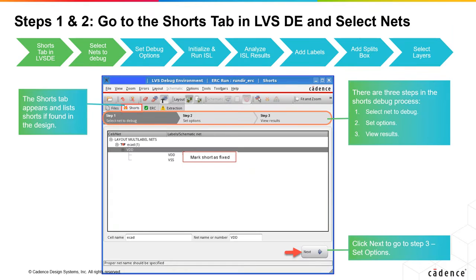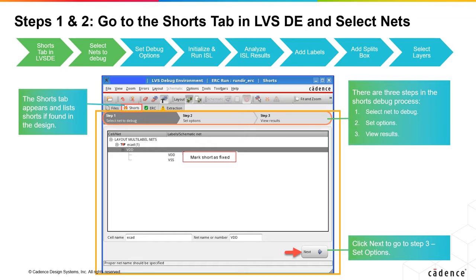The first step is to go to the Shorts tab in the LVS debug environment. The Shorts tab of the LVS.de appears when PVS finds shorts in the design, either on connectivity extraction stage or comparison stage of the LVS run. If there are no shorts in design, then this tab is hidden.